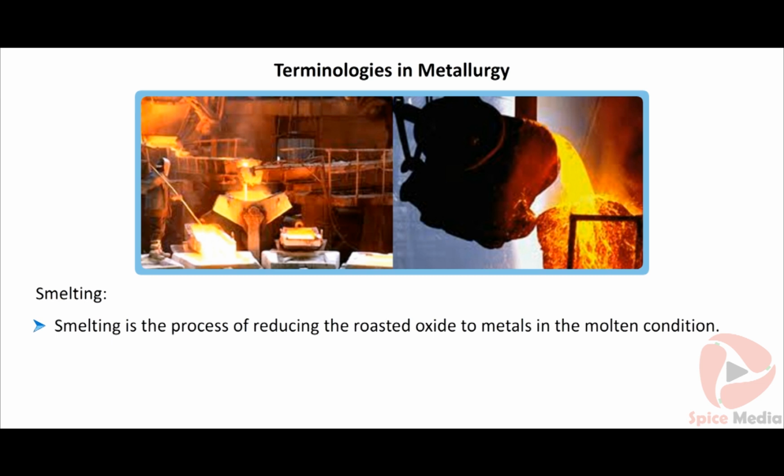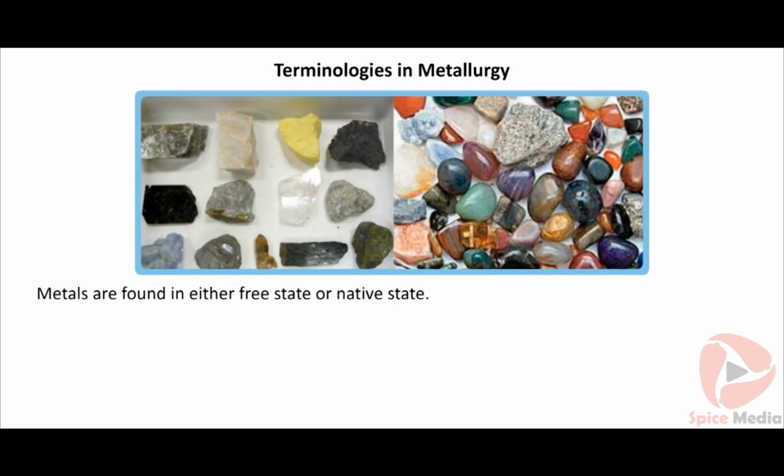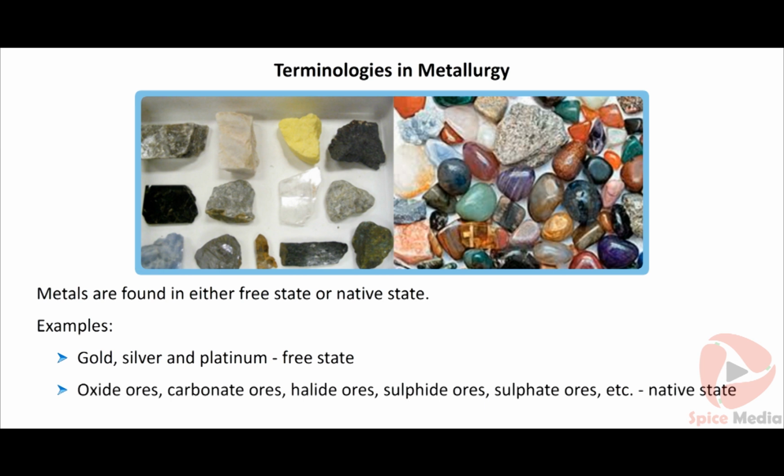Smelting. Smelting is the process of reducing the roasted oxide to metals in the molten condition. Metals which have low reactivity are found in either free state or native state. Nearly 80 metallic elements are found from the minerals on or under the surface of the earth. Gold, silver, and platinum are examples of metals that are found in a free state. Most of the other metals are found in a combined state in the form of their oxide ores, carbonate ores, halide ores, sulfide ores, sulfate ores, and so on.